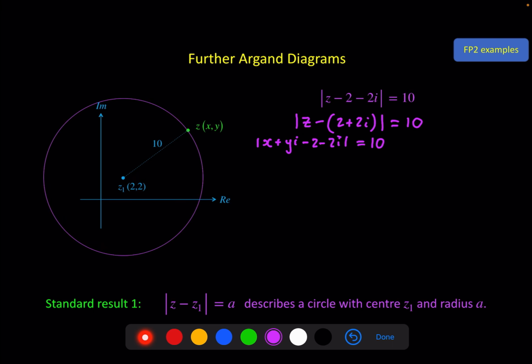and then remove the modulus by grouping the real parts. So we've got x minus 2 plus y minus 2 here. And then we can take the real part, square that, the imaginary part, square that, add them together and square root the result in order to remove the modulus sign. That gives us this result.